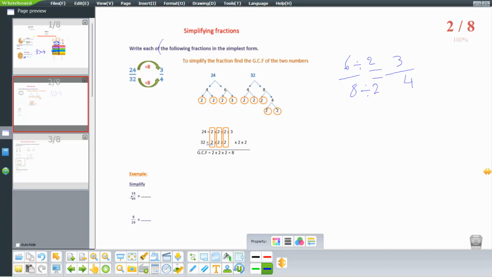Okay, if I want to simplify 14 over 49, we need to factorize both of them. 14, let's factorize. It will be 7 times 2, and both of them are prime numbers. Okay, 49. Which numbers times each other give 49? 7 and 7. So both of them are prime numbers. So we are going to write 14 equals 7 times 2, and 49 equals 7 times 7.